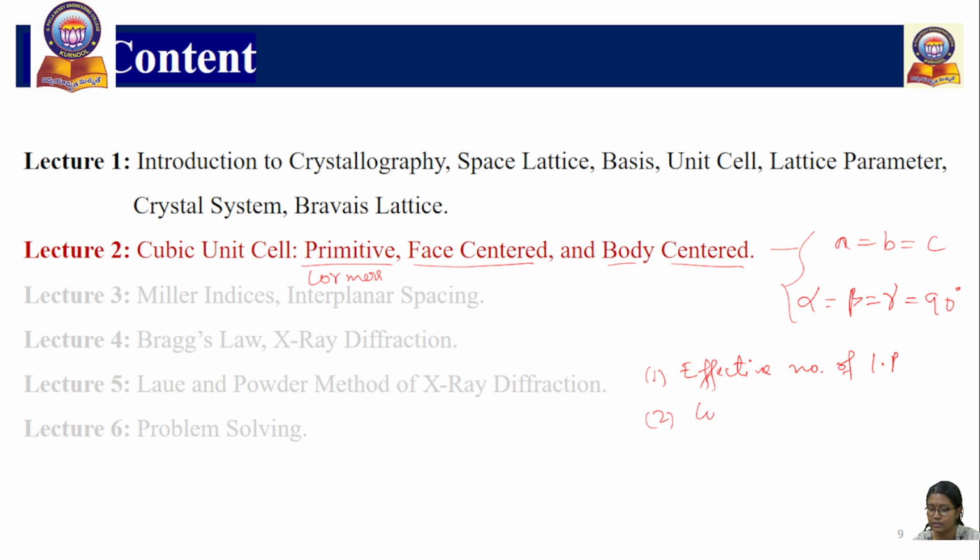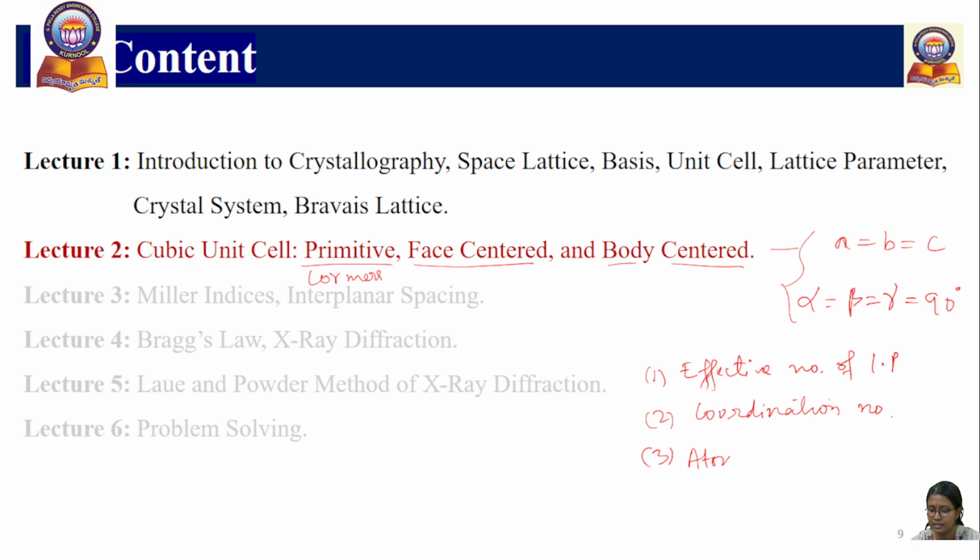Then we will also find their coordination number. That is number 2. Now what is coordination number? Coordination number means number of nearest neighbors. Take any lattice point and how many nearest neighbors are there. That means it will be in touch with other lattice points, how many neighbors it is touching. So that's coordination number basically.